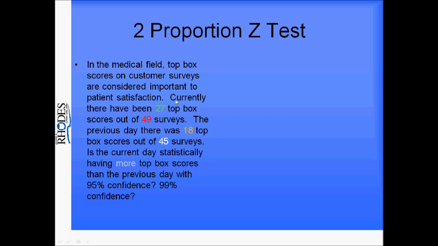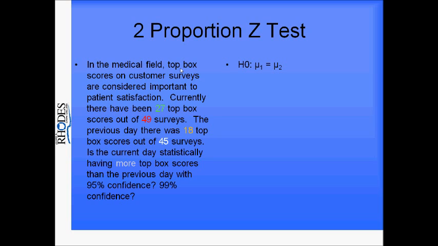The 2 proportion Z test. Okay, in the medical field, top box scores on a customer survey are considered important to patient satisfaction. Currently, there have been 27 top box scores out of 49 surveys, and the previous day there were 18 top box scores out of 45. So what I want to know is, on the current day, statistically, are we having more top box scores than the previous day? With 95% confidence, and then with 99% confidence.